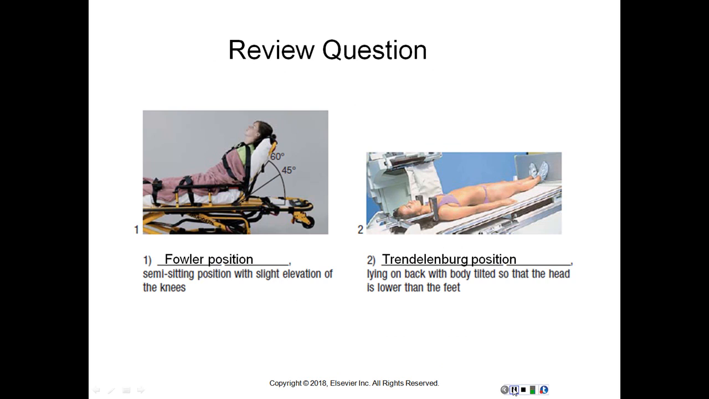The first one is the Fowler position, a semi-sitting position with slight elevation of the knees, which you really can't see. And then the Trendelenburg position, lying on back with body tilted so that the head is lower than the feet.